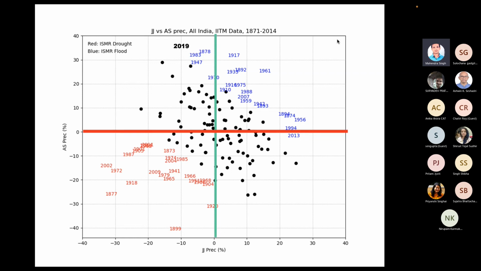This part is very easy, because both the early part and late part are below normal. Of course, the all India rainfall still may be below normal. Okay, I'll stop here, and any questions, you're welcome.